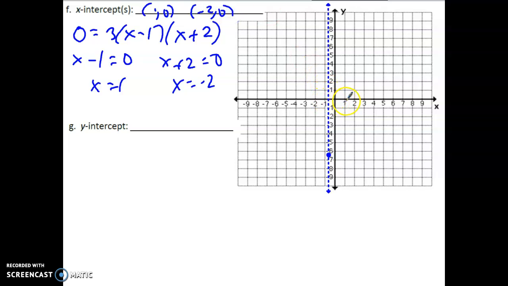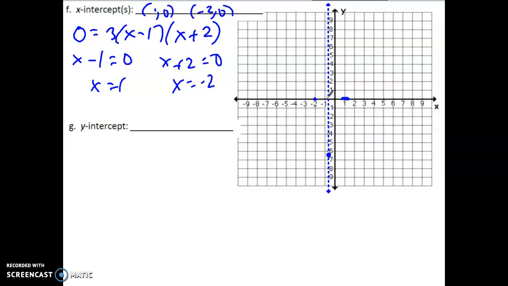All right, so (1, 0) is right here. (-2, 0) is right here. And you can see that each of those points is 1.5 units away from the axis of symmetry. Because they're on the same horizontal line, they should be the same distance away from the axis of symmetry, and they are. Okay, now y-intercept.